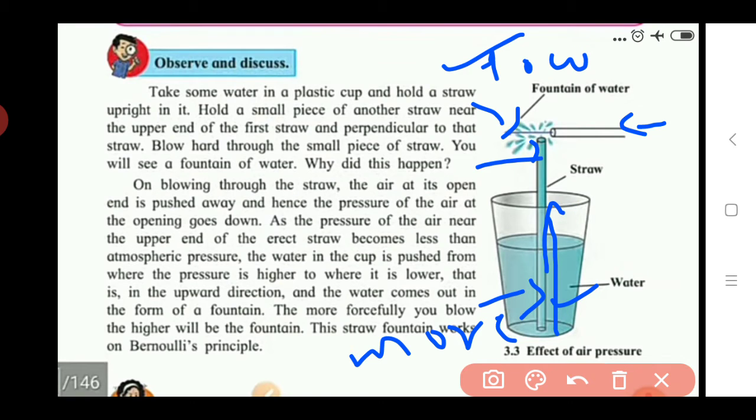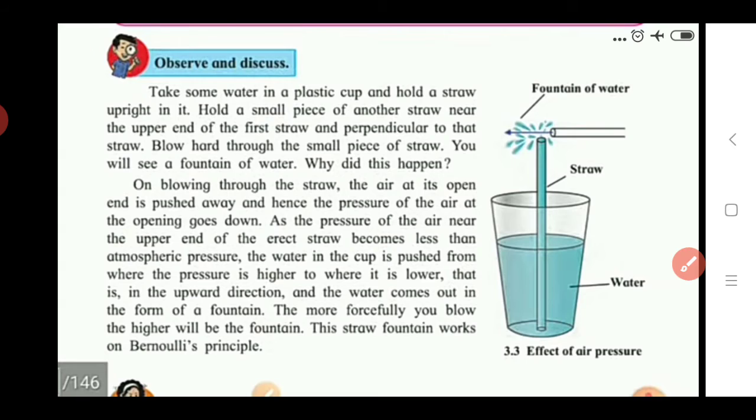Due to this, the water droplets present inside the straw get thrown out from this open end, and due to this a fountain appears. Why? Because the air pressure gets pushed towards the lower pressure at that end of the straw.